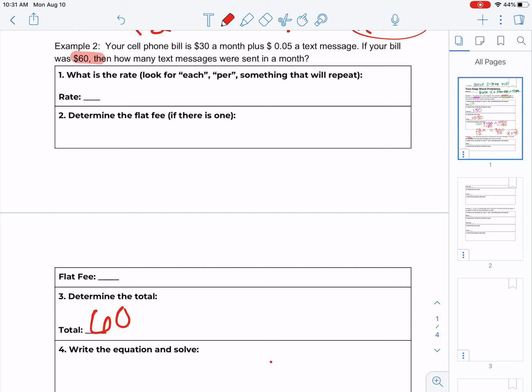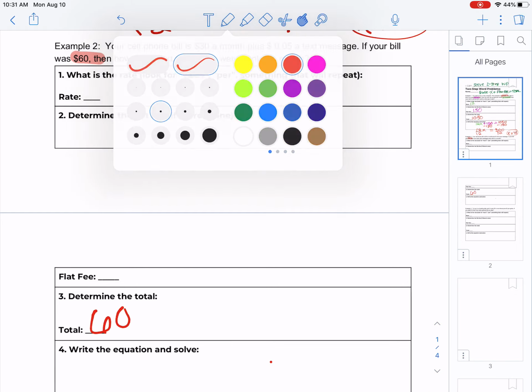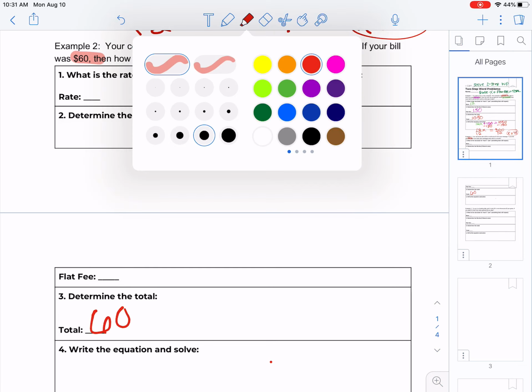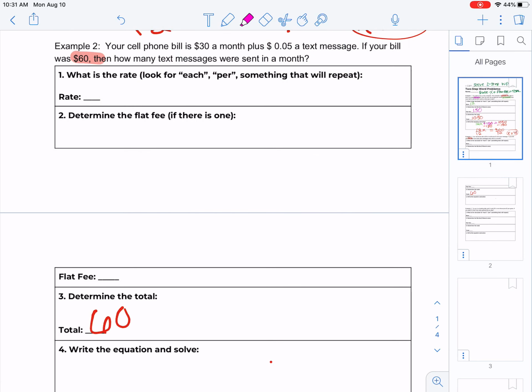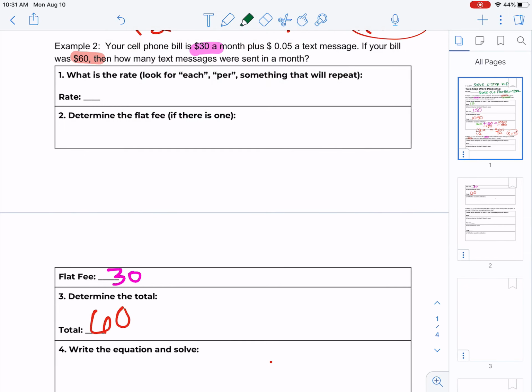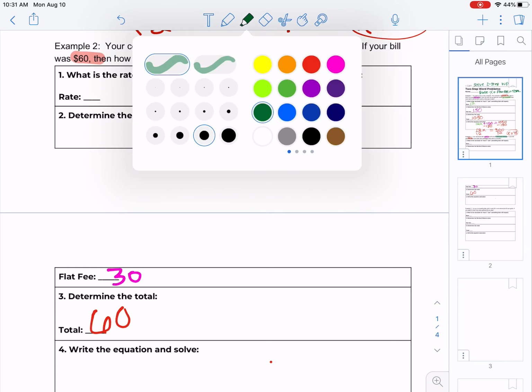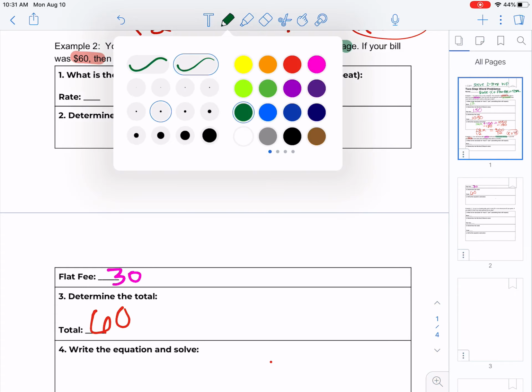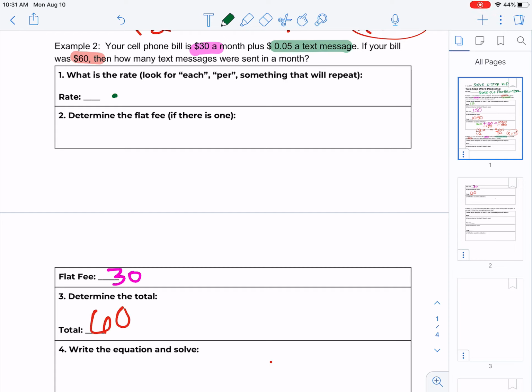The next number that's the easiest to figure out is our flat fee. Our flat fee is how much we have to pay no matter how many text messages we sent. So our cell phone bill is $30. We have to pay that $30 no matter how many text messages we sent in a month. And that means that our rate is 5 cents per text message. Depending on how many text messages we send is how much we're going to have to pay.